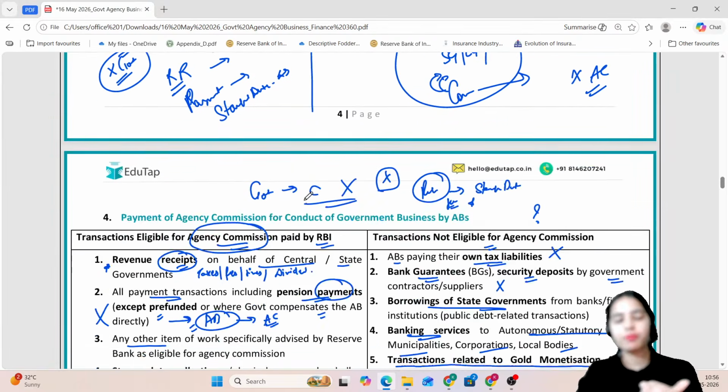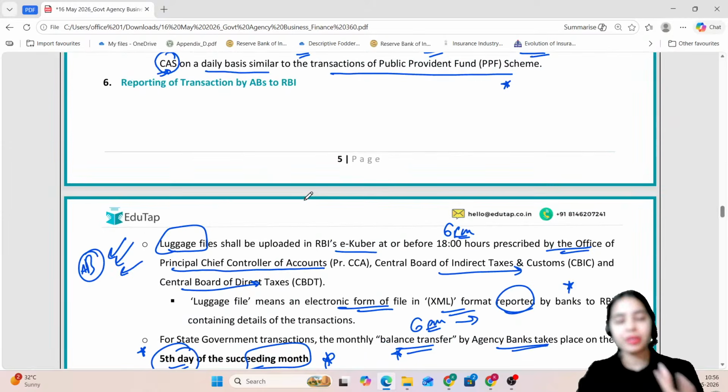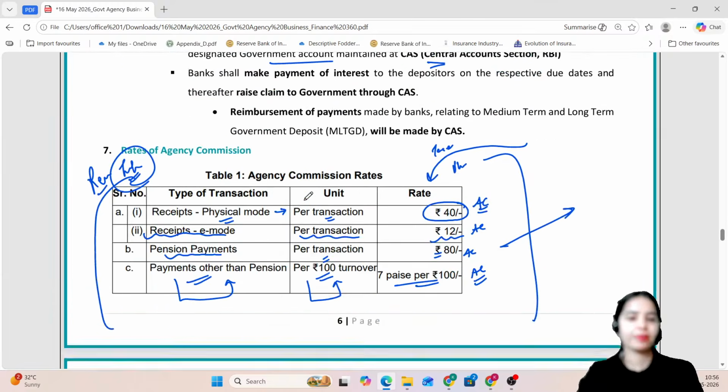Okay, and which banks can provide it? The fourth category of bank can be the agency bank.